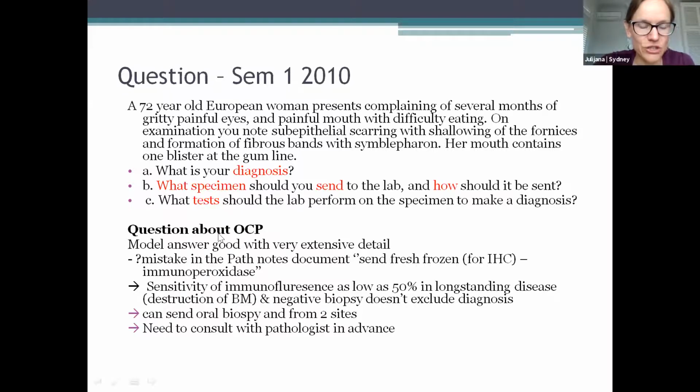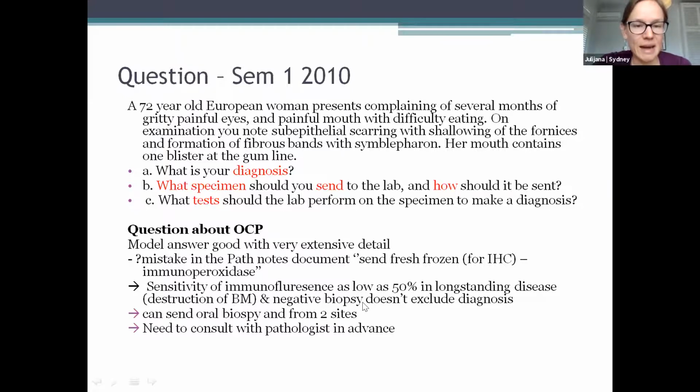So yeah, for this question, I think the important points were just to be aware that for this condition, you can actually send oral biopsies. Even though we're always focused on the eye, there's a lot more tissue in the mouth, so you can still come up with the diagnosis from the oral biopsy. And things that I wasn't aware of was that you do need to take biopsies from 2 sites, and that even if you send a biopsy, you might still not get the diagnosis. So a negative biopsy doesn't exclude the diagnosis.